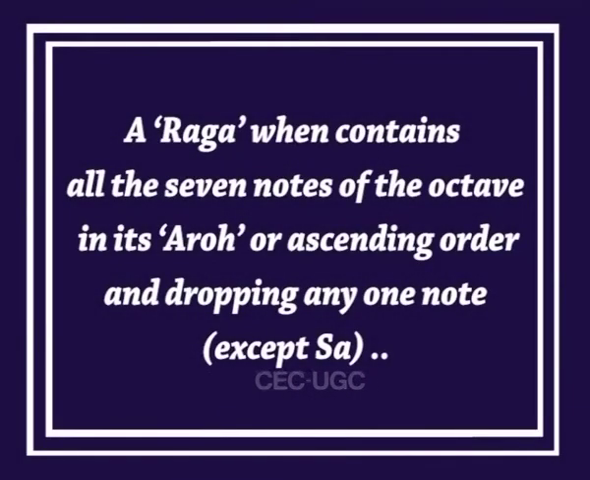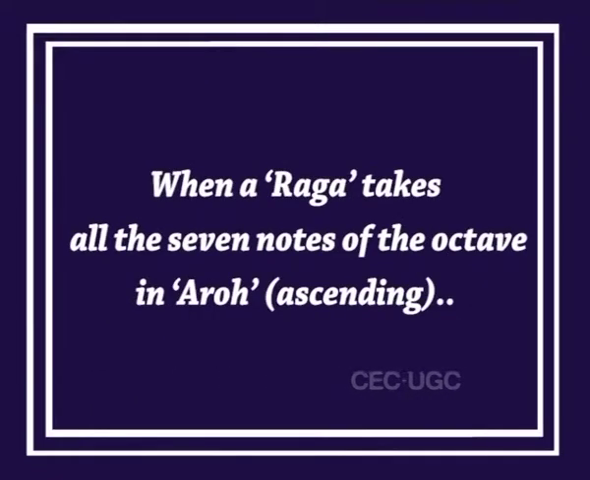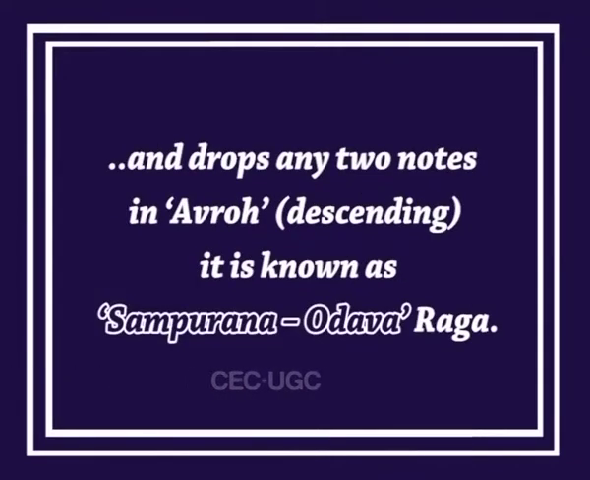A rag, when it contains all the 7 notes of the octave in its Aro or ascending order and drops any 1 note except Sa in its Avro, is said to be the rag of Sampurna Shadav jati. When a rag takes all the 7 notes of the octave in Aro, that is ascending order, and drops any 2 notes in Avro, that is descending order, it is known as Sampurna Audav rag.